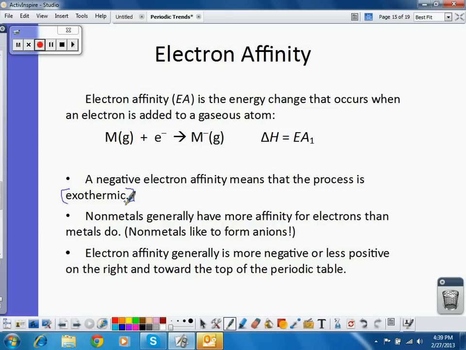Electron affinity is also more negative toward the top of the periodic table. Those smaller elements are more likely to form negative ions than the larger elements, and that's because that small radius allows the nucleus to hold those extra electrons in. So those very large radii make it harder for the nucleus to hold on to one more electron to make it a negative ion.